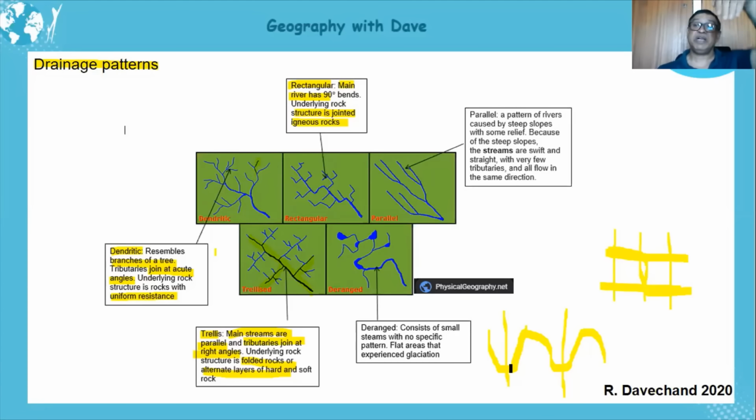Remember, where the slope is steeper, it comes down at right angles. Okay? So it comes down the slope and joins at right angles. Then we have the parallel pattern.